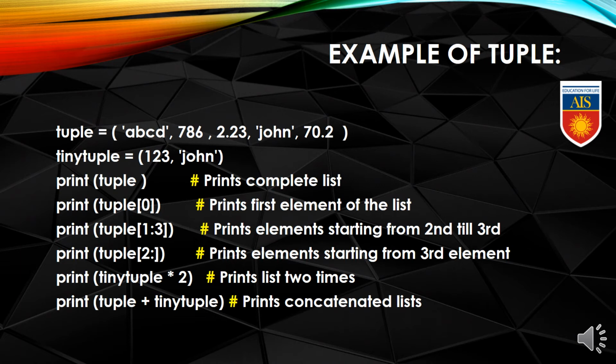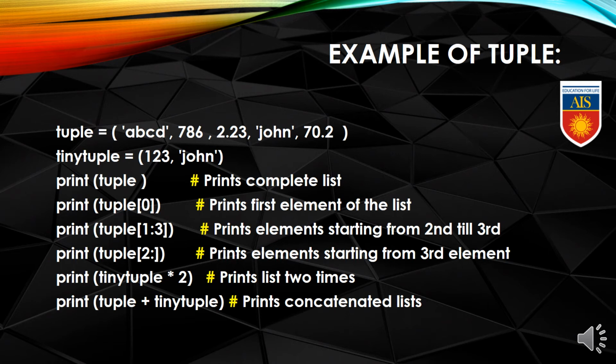Example of a tuple, it will clear our doubt. tuple = ('abcd', 786, 2.23, 'john', 70.2). 'abcd' is an example of a string, then 786 is an integer value, 2.23 is a floating value, 'john' is another example of a string, then 70.2 is another example of a float value. tinytuple = (123, 'john'). Next option, print tuple. It will print the complete tuple, from abcd to 70.2. The entire thing is going to be printed.